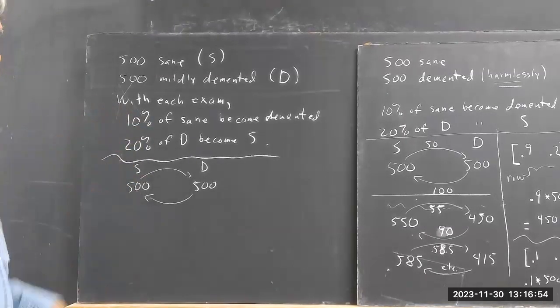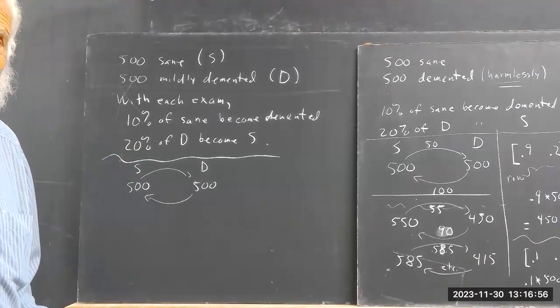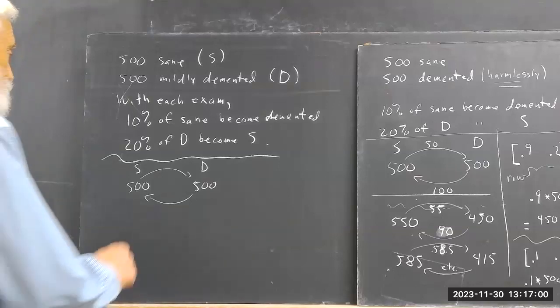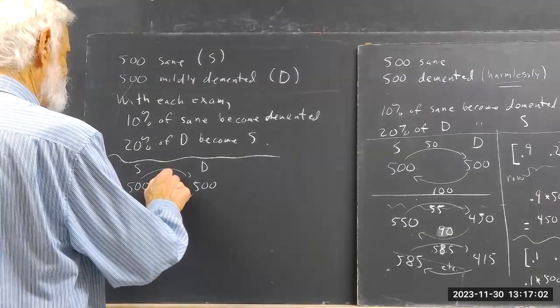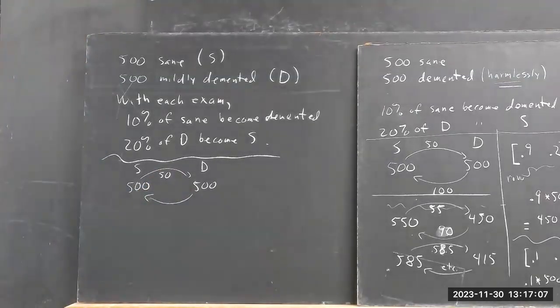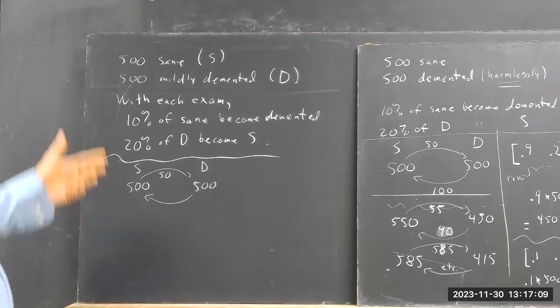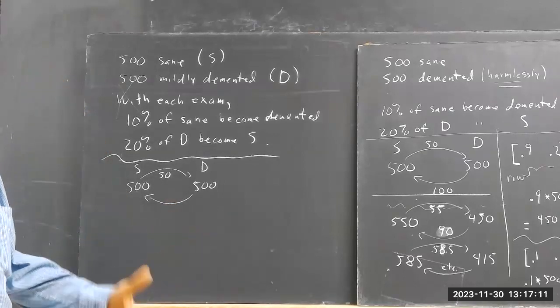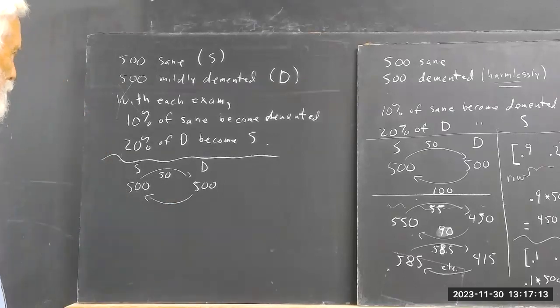10%. What's 10% of 500? It's 50. Okay. Don't know that? Probably too late to learn it now, but try to learn it in the future. 10% means 1/10. Okay.